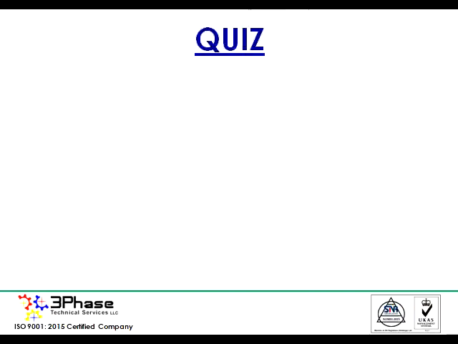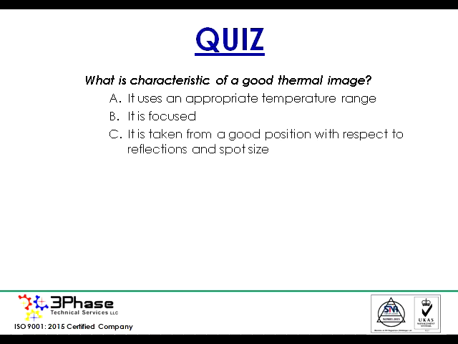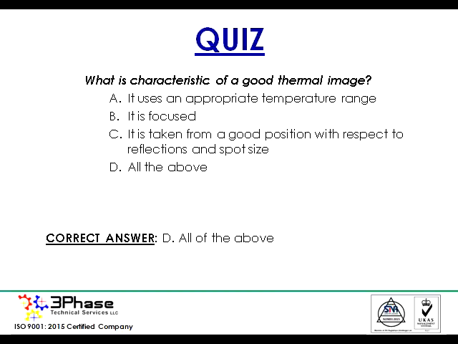Now let's have a short quiz. What is the characteristic of a good thermal image? A. It uses an appropriate temperature range. B. It is focused. C. It is taken from a good position with respect to reflections and spot size. D. All of the above. Yes, you are correct. The correct answer is D. All of the above.